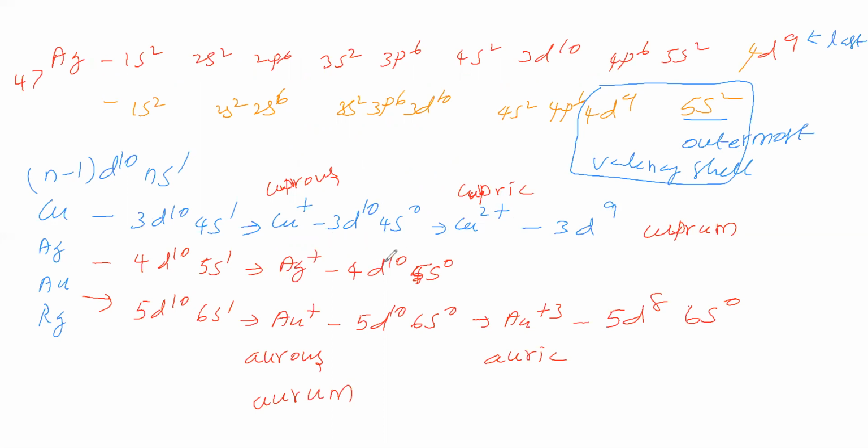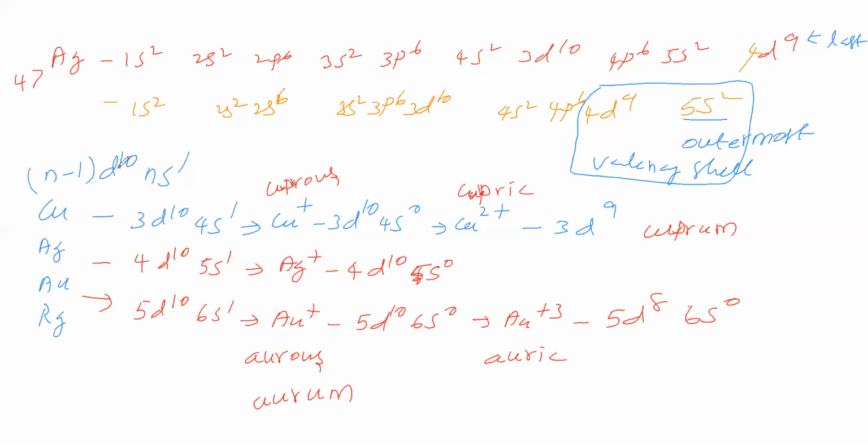It is 4d10. The valency shell is not incompletely filled, it is fully filled. Gold shows mostly Au3+, so the valency shell d subshell is incompletely filled. Therefore, this group is considered as transition elements. Though in silver the valency shell 4d10 is fully filled, even then this group is taken as transition elements. Silver comes under the group called coinage metals. These coinage metals come under transition elements.